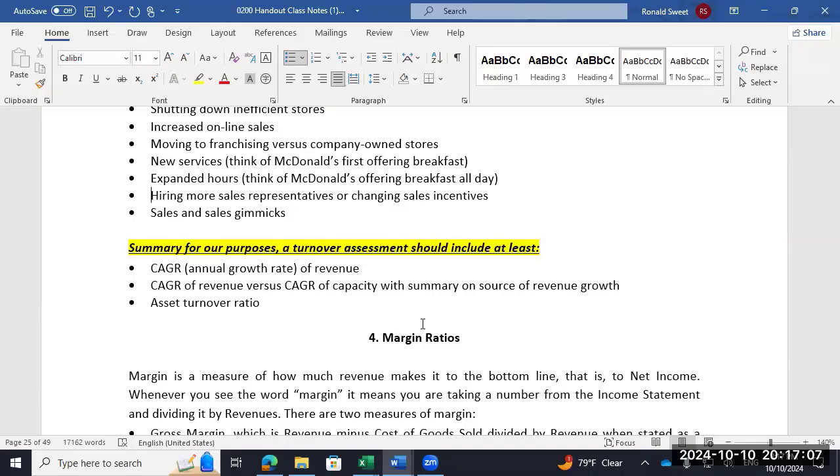So hiring more sales reps, changing your sales incentives, actually sales, 10% off, those kind of things can work. These are the kind of things you can do. So for your firm, you got to ask, what could this firm do to increase sales without us having to increase that denominator? How can we increase sales without adding more employees? How can we increase sales without adding more stores?